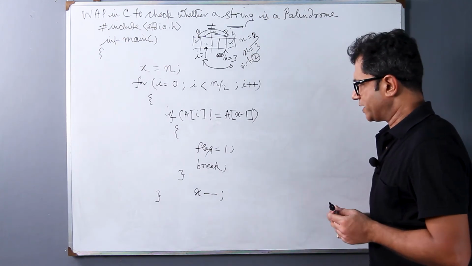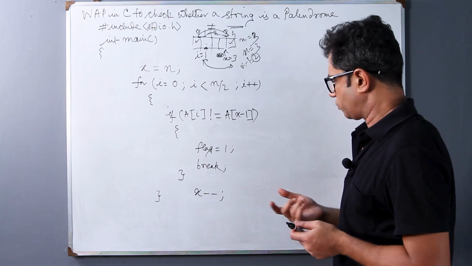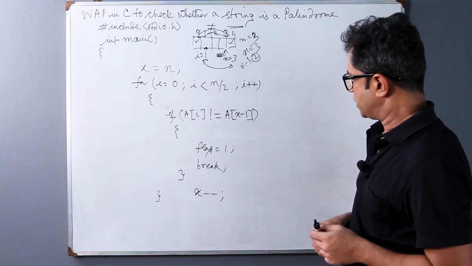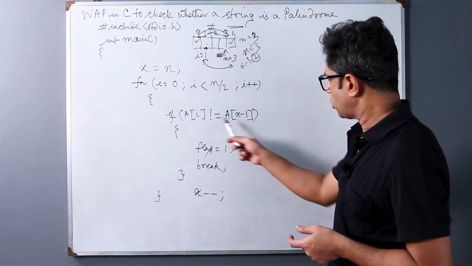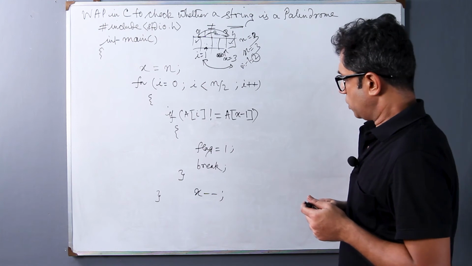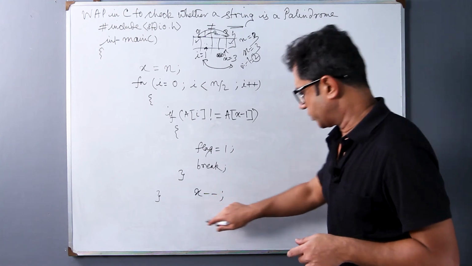So, in that case we will easily infer that the string is definitely a palindrome, because this not equal to condition has not been encountered. So, in that case we will print that the string is a palindrome.